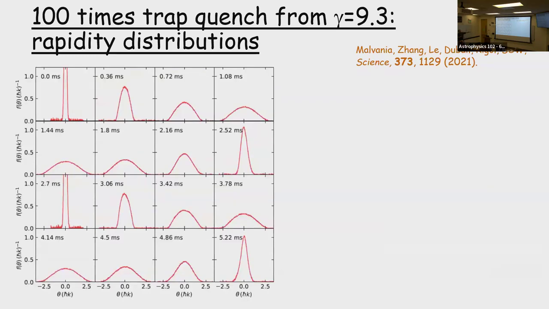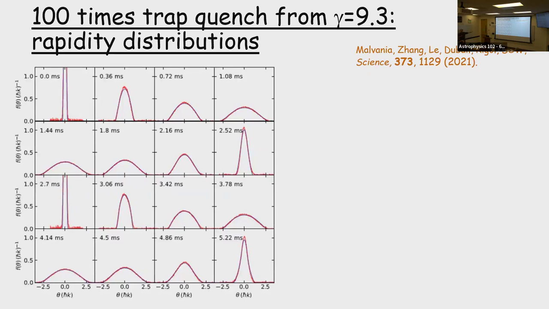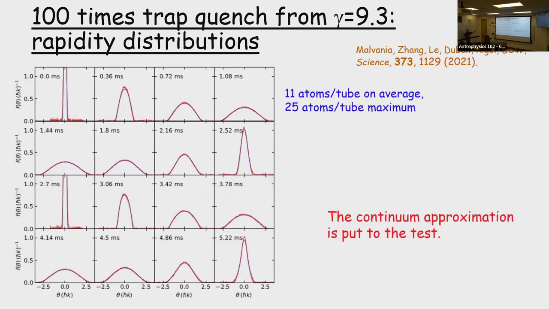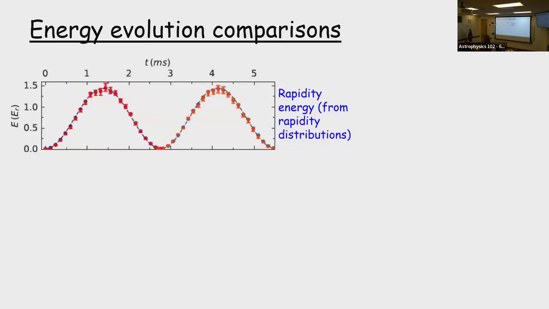One more time. That is the experiment. That's the theory and the experiment together. Which is to say that it works pretty well. In particular, this is a situation where there's an average of 11 atoms per tube, where you might think that the hydrodynamic description might fail, but it doesn't. It works well. And so this continuum approximation is a pretty plausible thing to get out of real experiments.